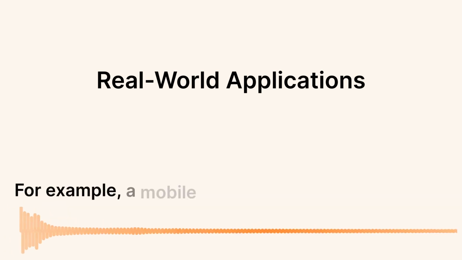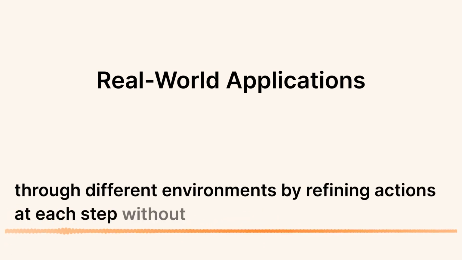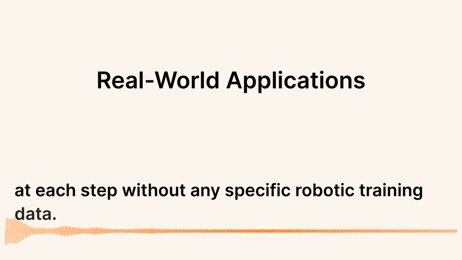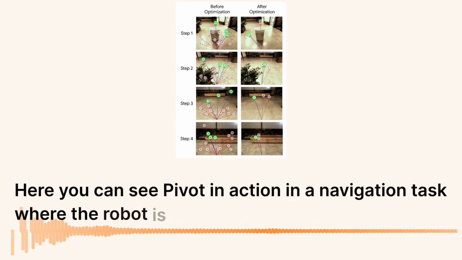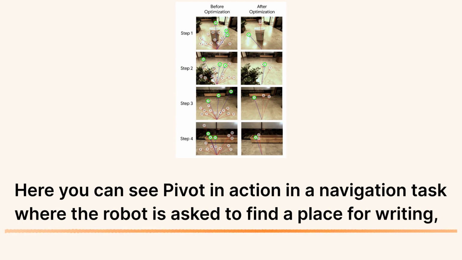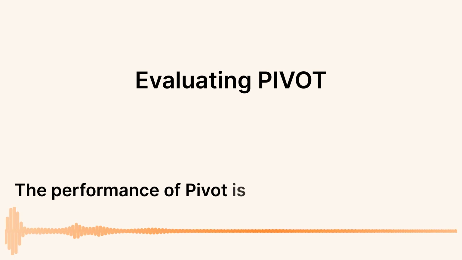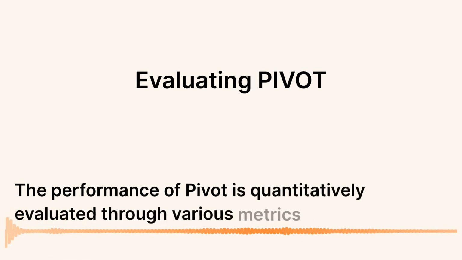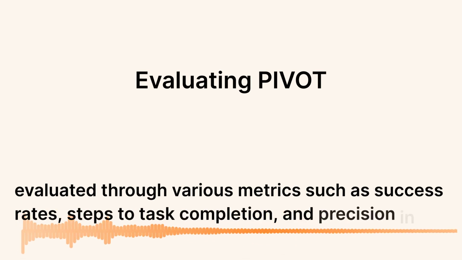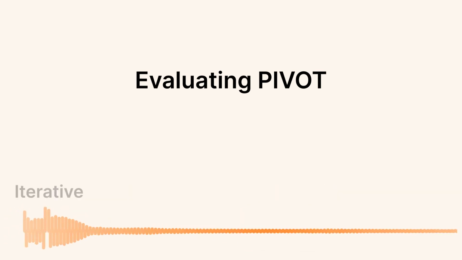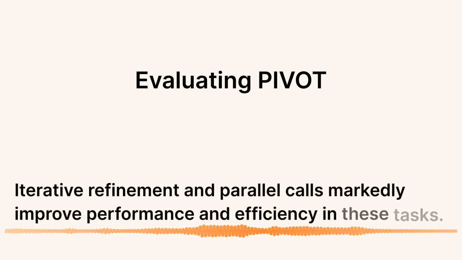For example, a mobile manipulator navigates through different environments by refining actions at each step without any specific robotic training data. Here you can see Pivot in action in a navigation task where the robot is asked to find a place for writing, showcasing its adaptive refinement in real time. The performance of Pivot is quantitatively evaluated through various metrics such as success rates, steps to task completion, and precision in grasping objects. Iterative refinement and parallel calls markedly improve performance and efficiency in these tasks.